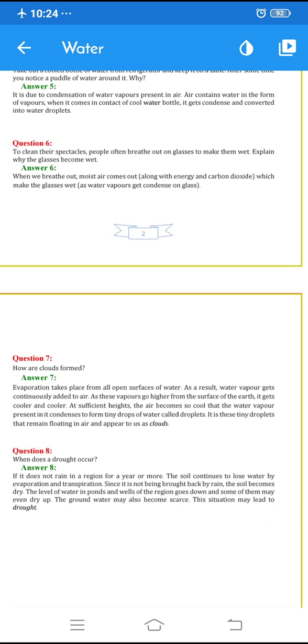So simple. See the answer: when we breathe out, the moist air comes out, which makes the glasses wet. So when we breathe out, the moist air comes out.